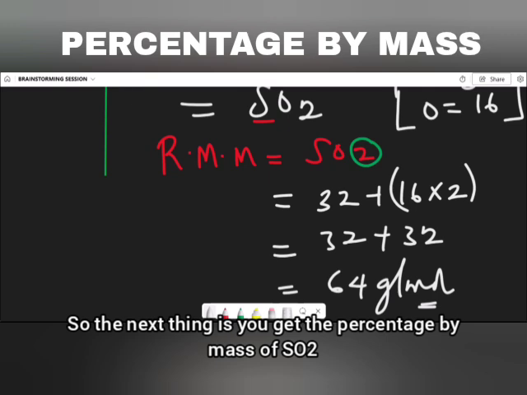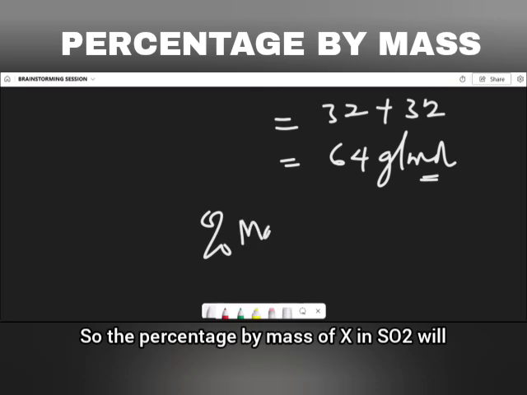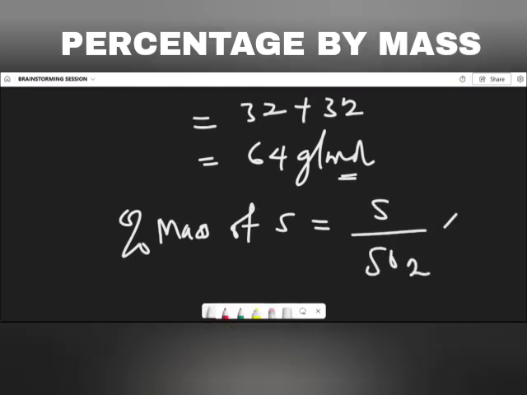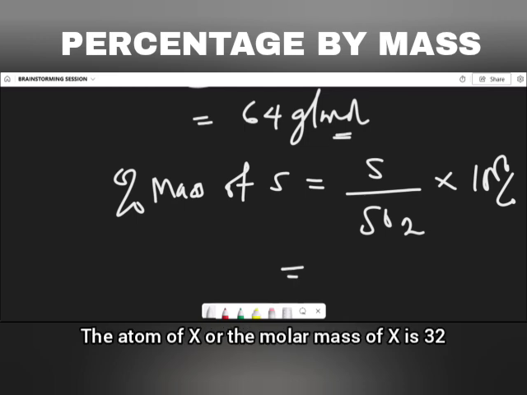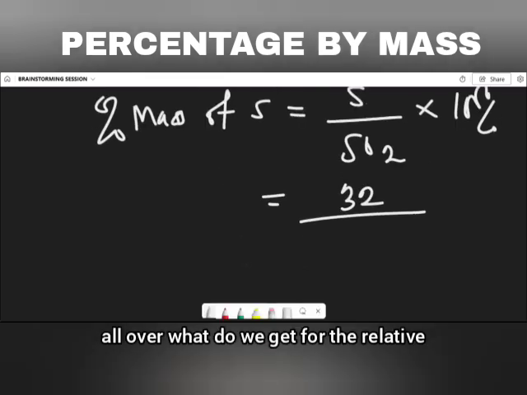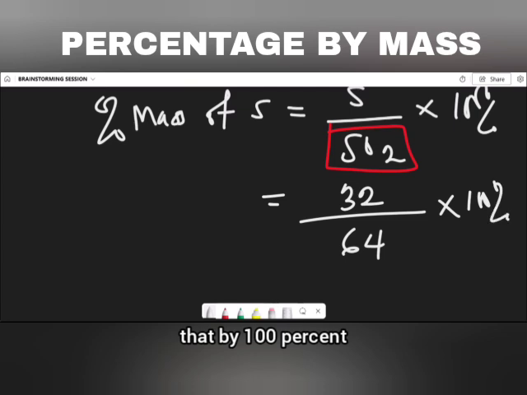The next thing is to get the percentage by mass of SO2. So the percentage by mass of S in SO2 will be the atom of X all over the compound itself, multiplied by 100%. Now let's look at it. What is the atom of X? The atom of X, or the molar mass of X, is 32, all over the relative molecular mass of SO2, which is 64. Then you multiply that by 100%.